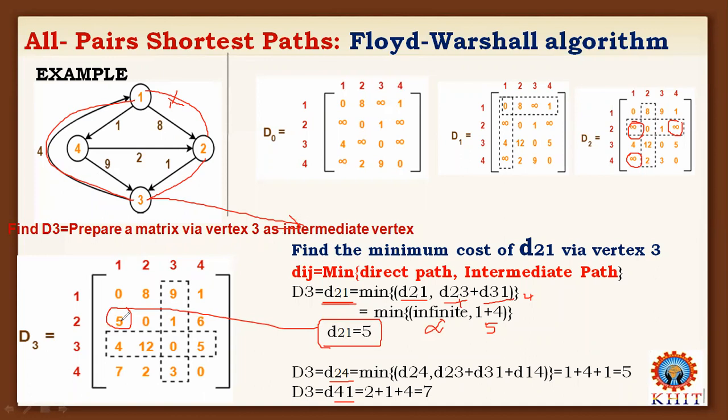The minimum cost is 5. Hence, the minimum cost 5 is replaced with the infinity value. So this is the first one over.